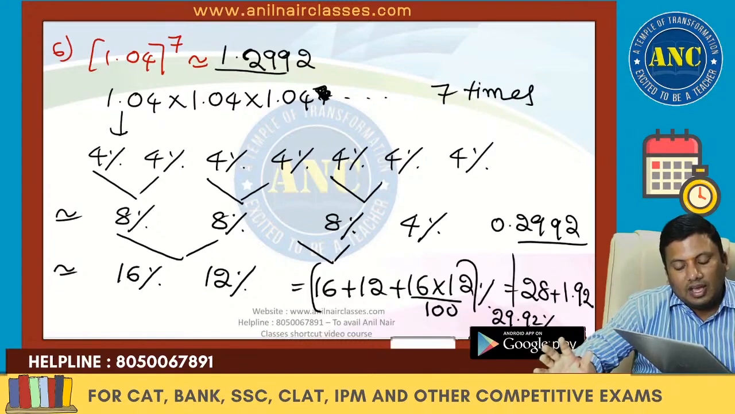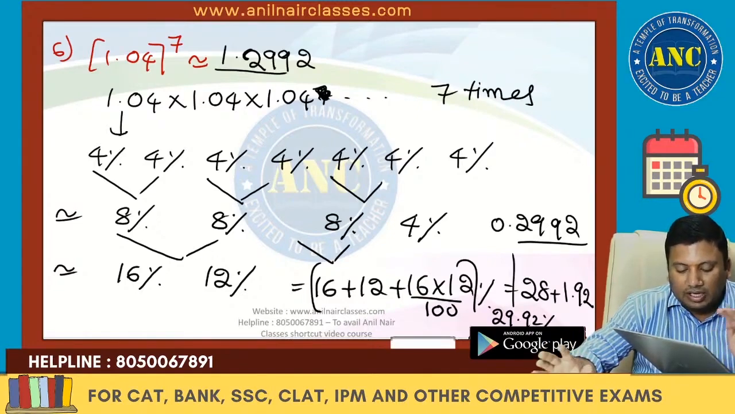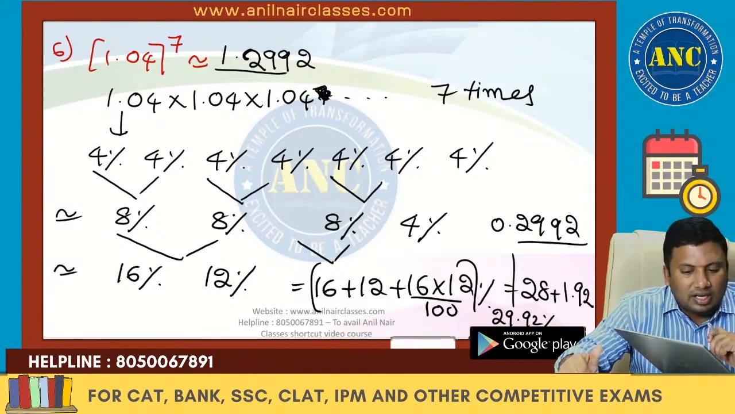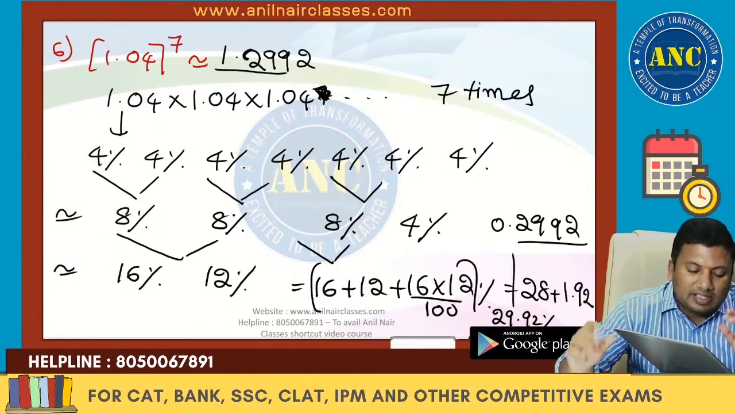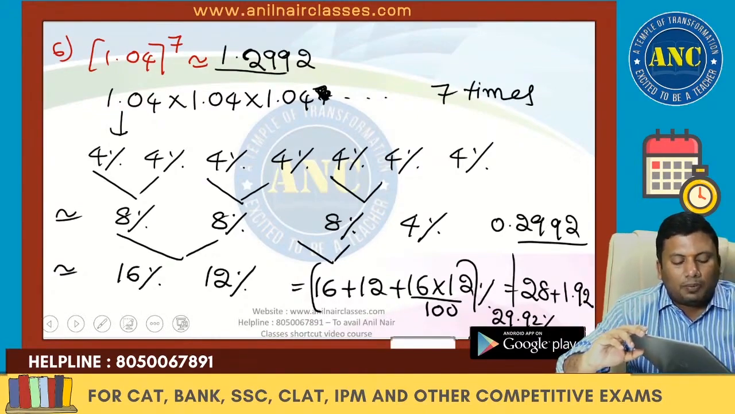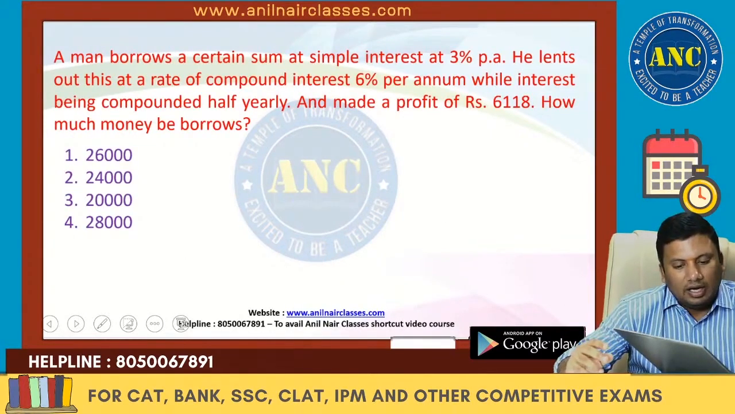1.04 power 7: 4 percent 7 times is 8 percent 3 times and the remaining is 4. What if the power is odd and what if it is an even number? Why are we discussing successive percentage? How will it help us in solving problems? We will see the problems. Now listen carefully.